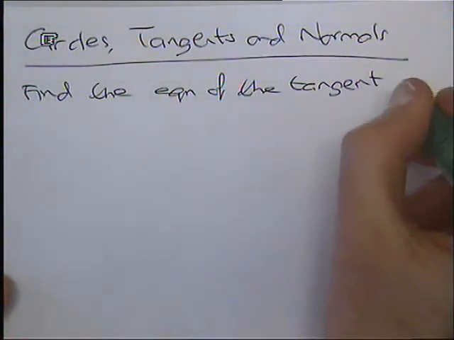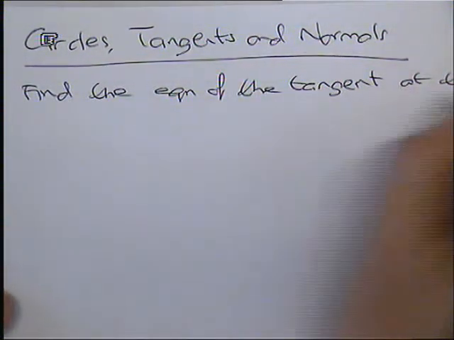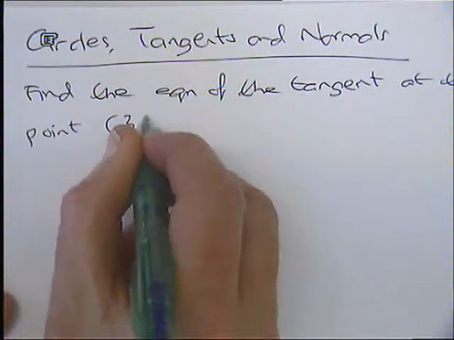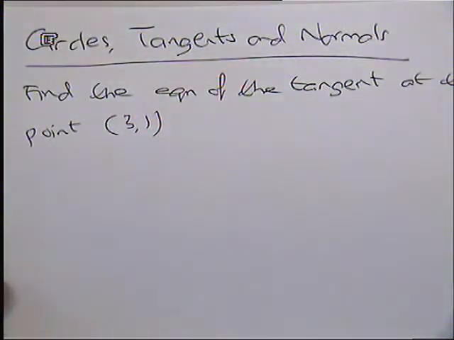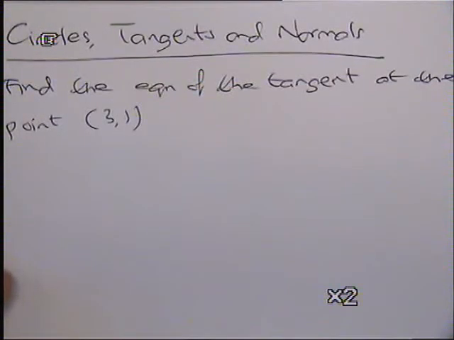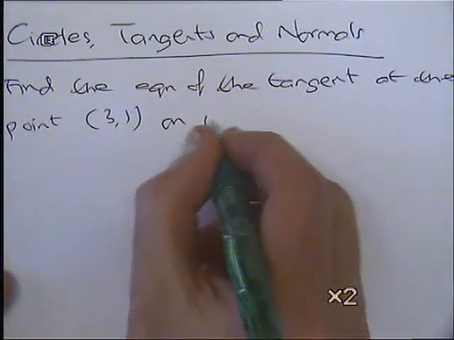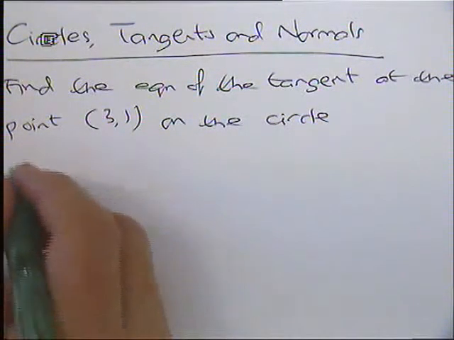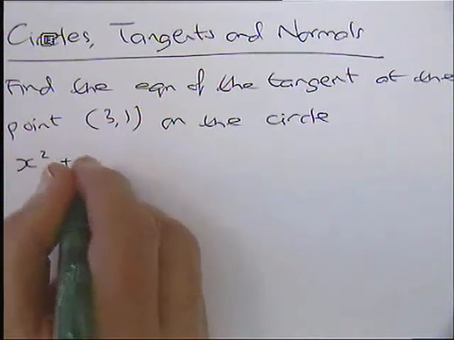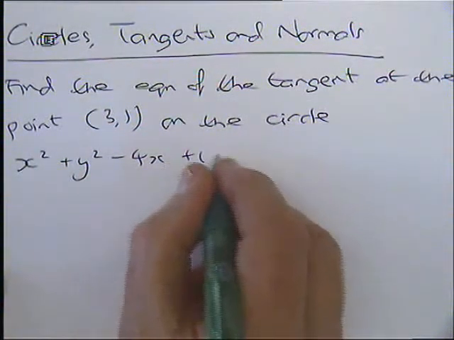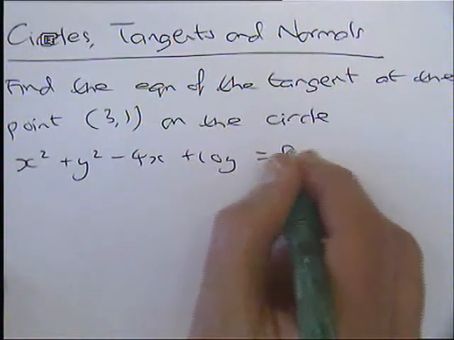Find the equation of the tangent at the point 3, 1 on the circle x squared plus y squared minus 4x plus 10y equals 8.